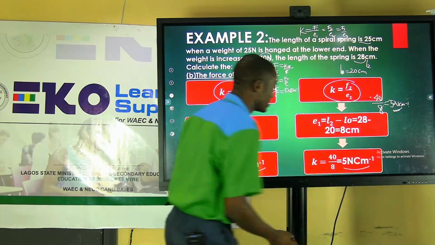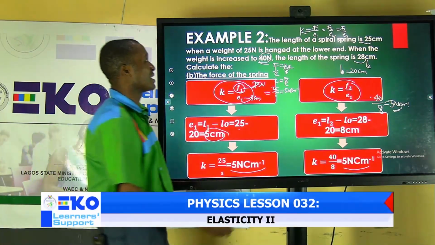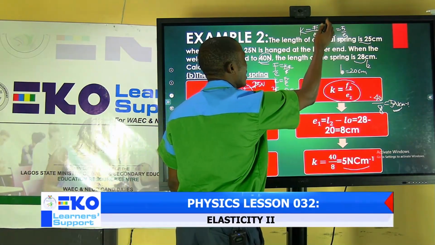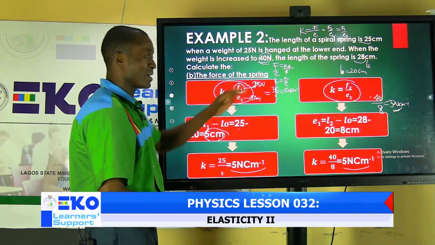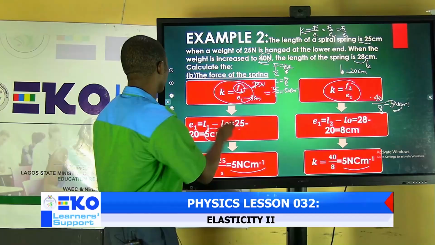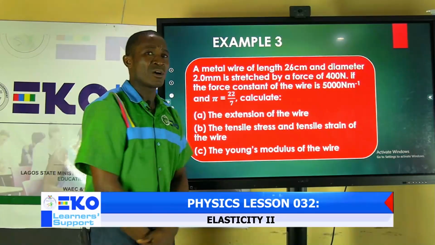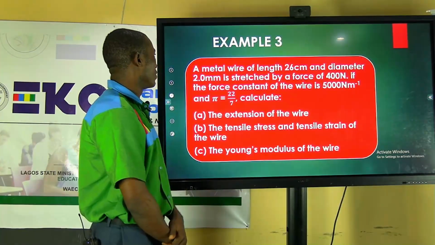So you can see that the relation which says K equals F1 over E1, F2 over E2, F3 over E3, F4 over E4, for the same material, is valid from this question. Let's also check example number 3.